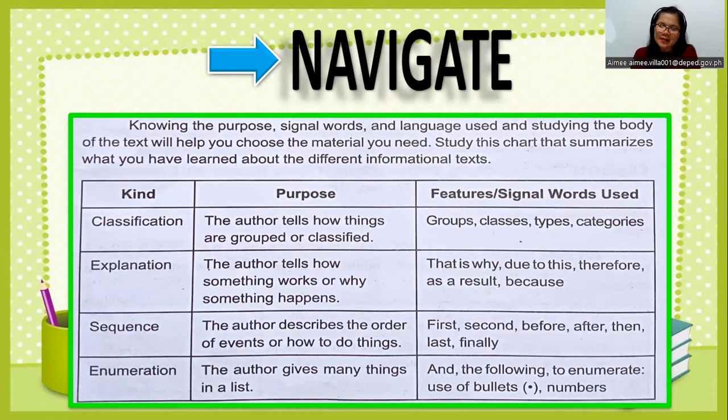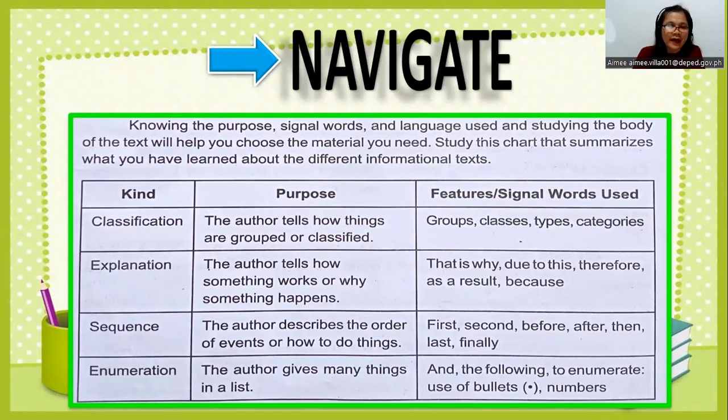Knowing the purpose, signal words, and language used and studying the body of the text will help you choose the material you need. Now, study this chart. Look at the chart on page 12. This chart summarizes what you have learned about the different informational texts: kinds, purpose, features, and signal words used.